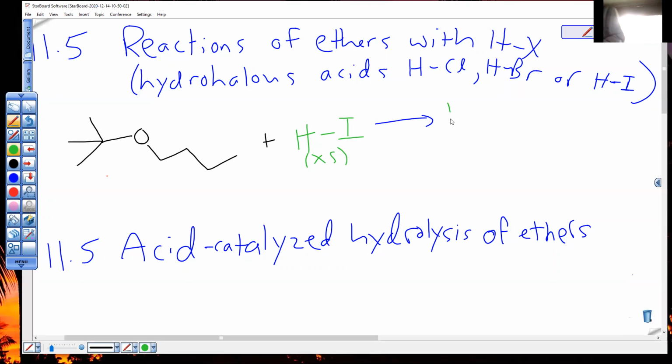One of the products is H, with O in the middle. Yep, that's water. The other two products, tert-butyl with an iodide. I'll put the iodide on in a second. And 1, 2, 3, 4, a butyl group with an iodide as well. And I bet you could figure out the mechanisms for this and this on your own by now, but we're going to do them anyway.